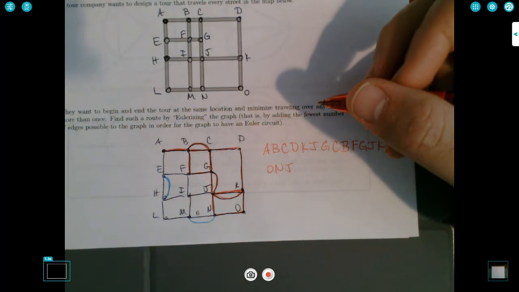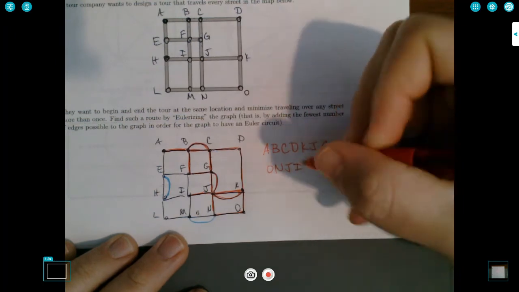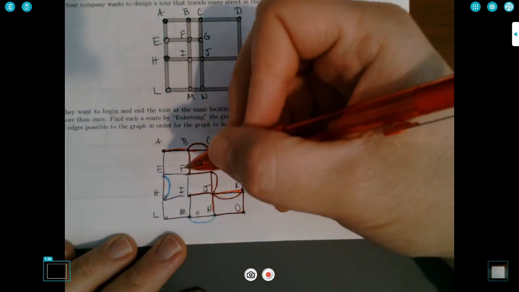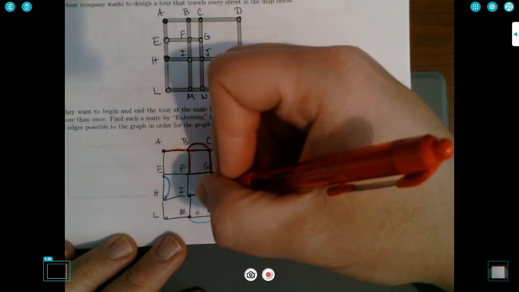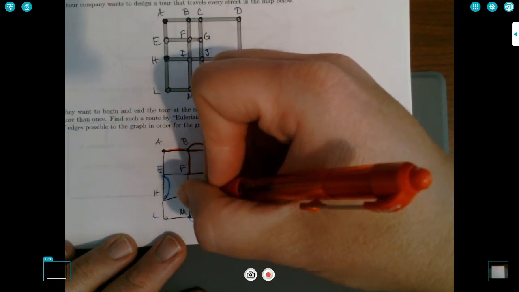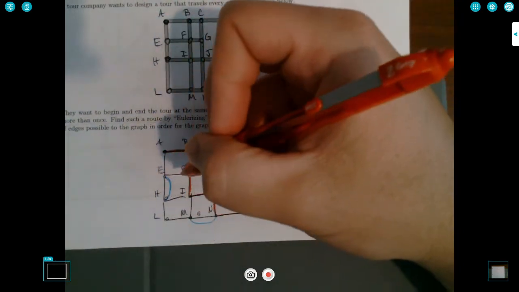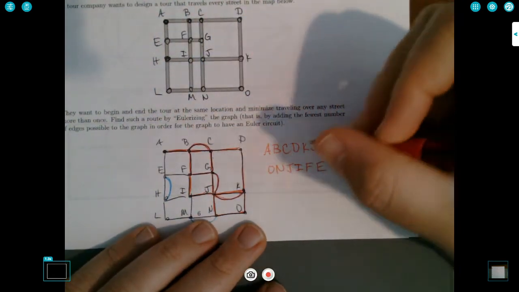Okay, where should I go from there? Well, I've only got one option, from J to I. From I, I'm not going to get any bridges. I don't have any bridges, so it doesn't matter which way. Maybe I'll go from I to F. From F, I've got to go over to E. I've got no other choice.